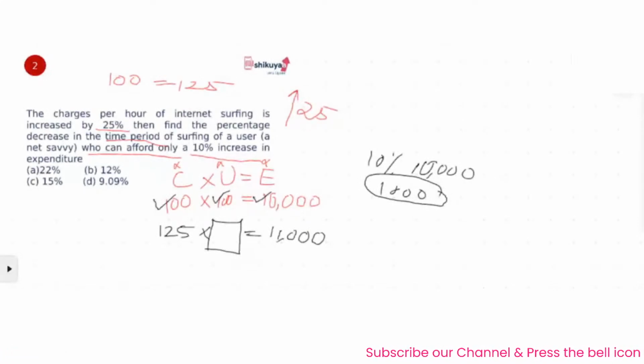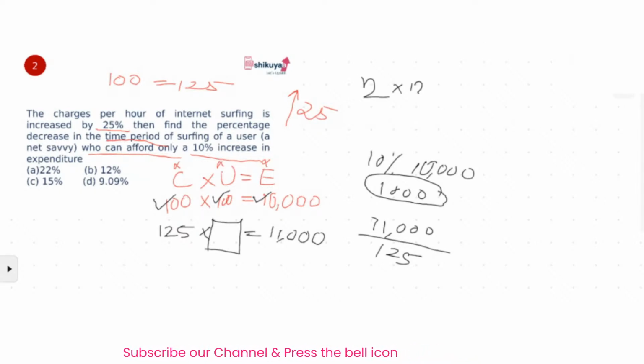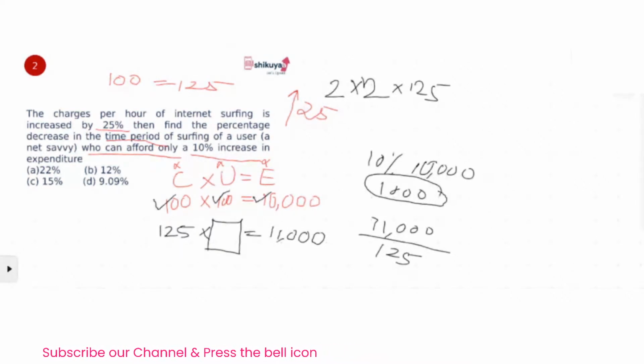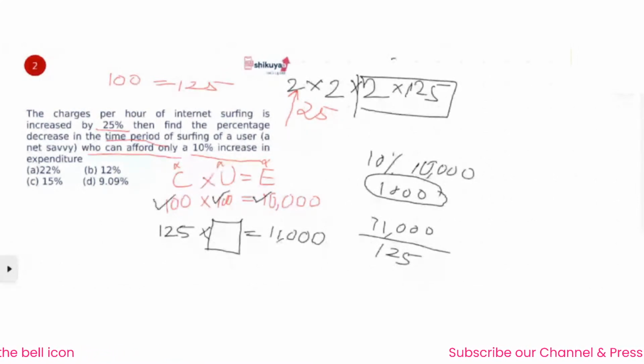Now I'm supposed to calculate this answer, 11,000 divided by 125. I'm not going to reduce this by using the conventional method. I know that 2 times 125 is 250, and 2 times 250 is 500. So 2 times that 500 is going to be 1000. Listen to me very carefully. Double of 125 is 250. I know this.